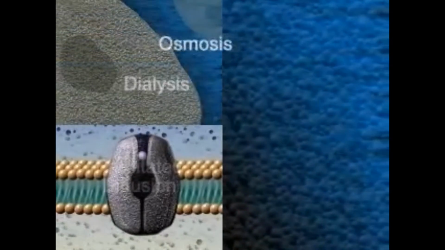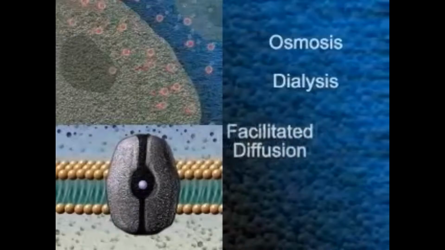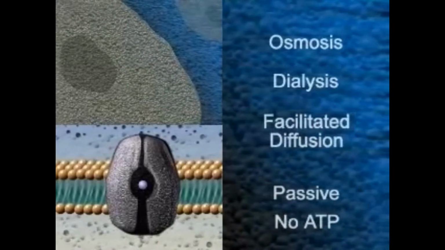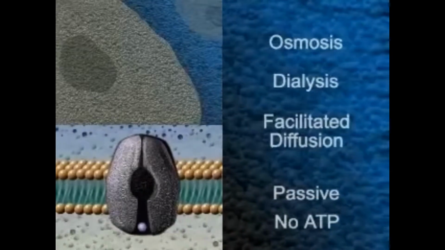All of these processes, osmosis, dialysis, and facilitated diffusion, are passive. The cell does not have to use any energy to move materials by these methods. The concentration gradient is used.